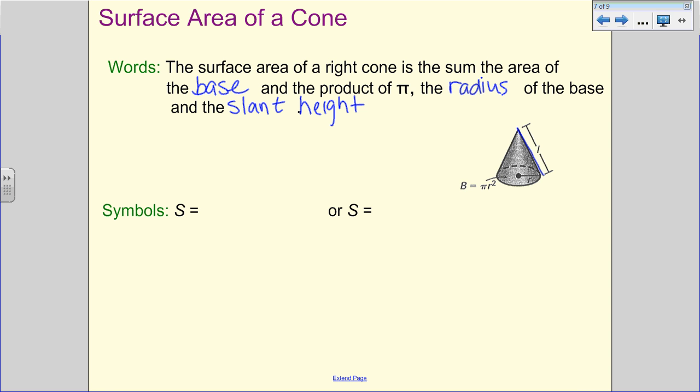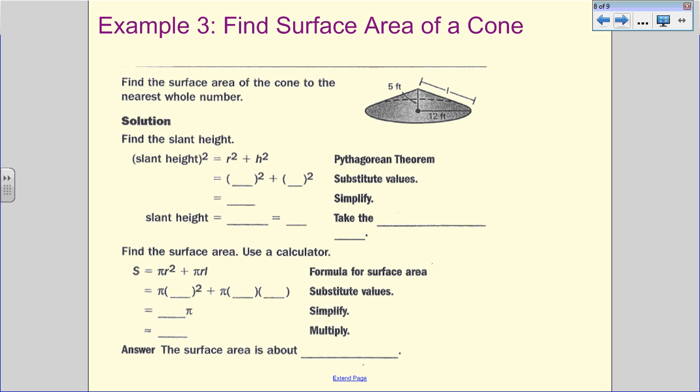So when we look at the formula, S is equal to the area of the base plus pi times radius times slant height. Or remember, the area of the base of a circle is pi times radius squared, plus pi times radius times slant height. So let's take a look at some of these. I'm going to find the surface area of the cone. It says to the nearest whole number. You know we're going to the hundredths.